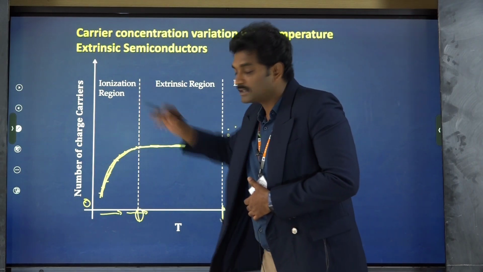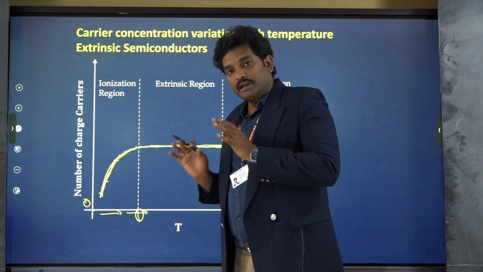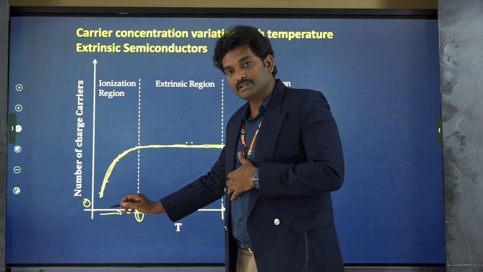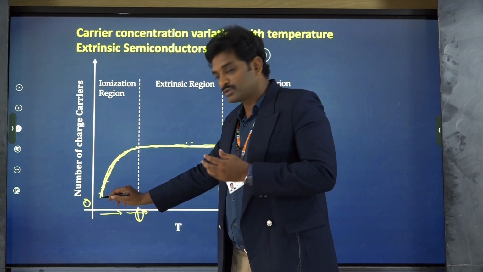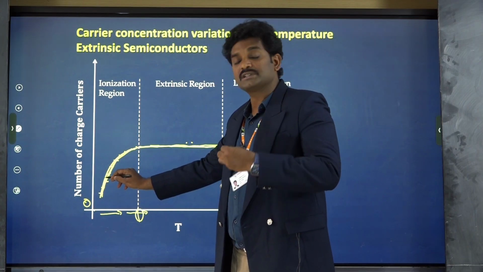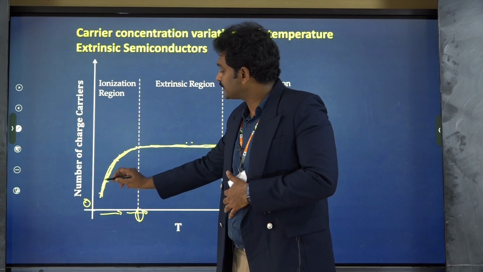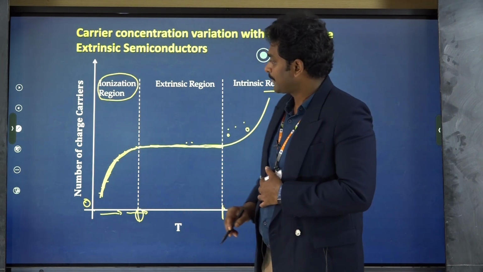Why is it called the ionization region? Because at absolute zero all the electrons will be attached to their host atoms. As we slowly increase the temperature, what happens? First the fifth electron of the phosphorus atom will come out. So slowly all the fifth electrons are coming out. So the phosphorus atom is getting ionized into a positive ion. So that's why we call it the ionization region.